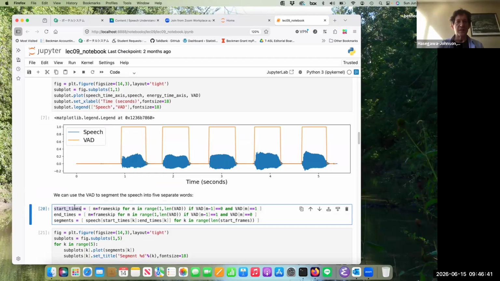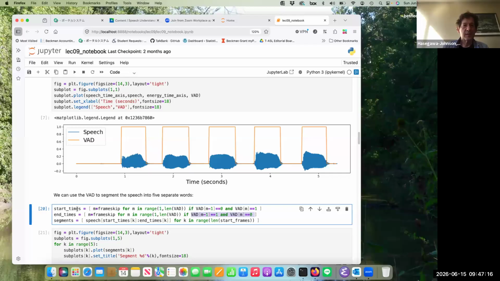So we can take the start time. A start time is a time, m times the frame skip, such that the voice activity detector is 0 just before that time, and at that time, the VAD is 1. Right? So the start times are times when VAD of m minus 1 is 0 and VAD of m is 1. The end times are times when VAD of m minus 1 is 1 and VAD of m is 0. Right? So we're looking for these onsets, places where it goes from 0 to 1, and we're looking for offsets where it goes from 1 to 0 again.